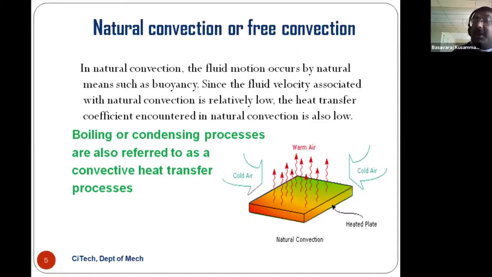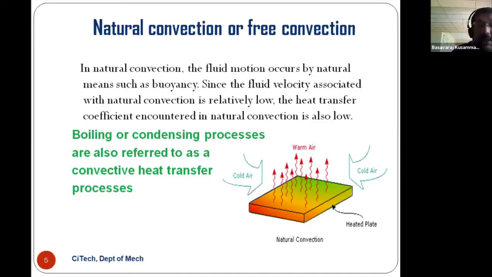Then what are the important parameters we must know in natural convection? One is the velocity. The velocity associated with natural convection is very less. Due to the low velocity, the heat transfer coefficient encountered in natural convection is also very low. If the heat transfer coefficient is very low, then heat transfer is also very less in natural convection, because Q is directly proportional to h, the heat transfer coefficient. Understand? Okay, so these are the important parameters and points in natural convection.